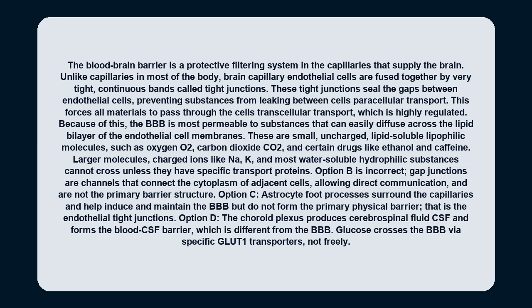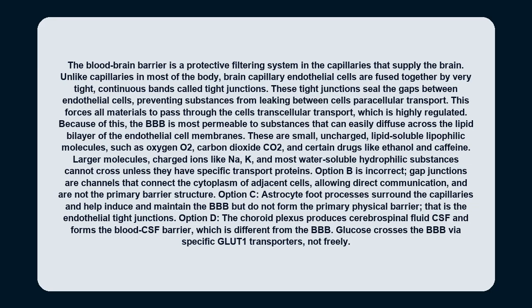Because of this, the BBB is most permeable to substances that can easily diffuse across the lipid bilayer of the endothelial cell membranes. These are small, uncharged, lipid-soluble, lipophilic molecules, such as oxygen O2, carbon dioxide CO2, and certain drugs like ethanol and caffeine. Larger molecules, charged ions like Na, K, and most water-soluble, hydrophilic substances cannot cross unless they have specific transport proteins. Option B is incorrect.